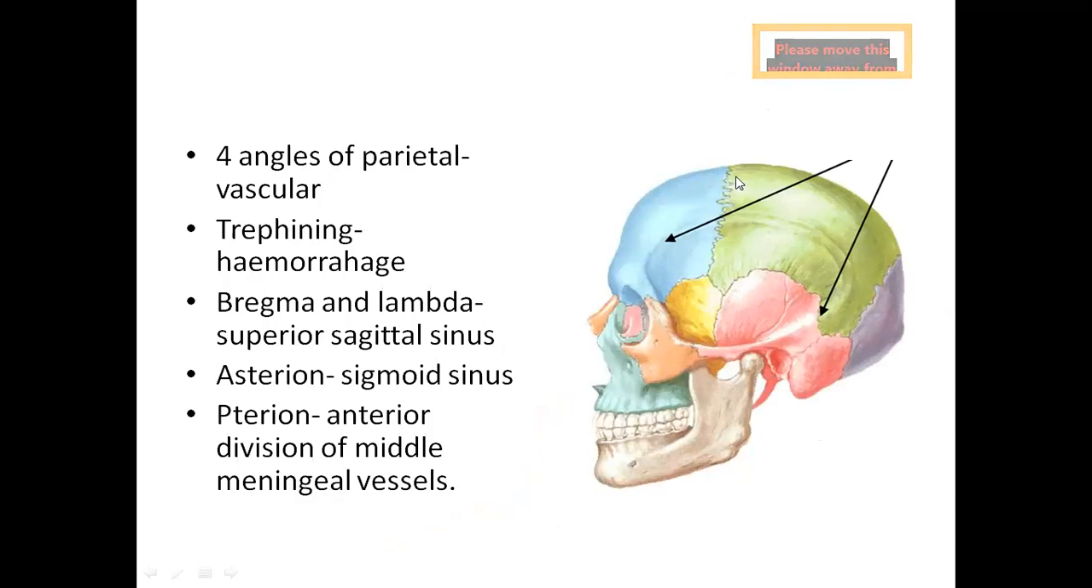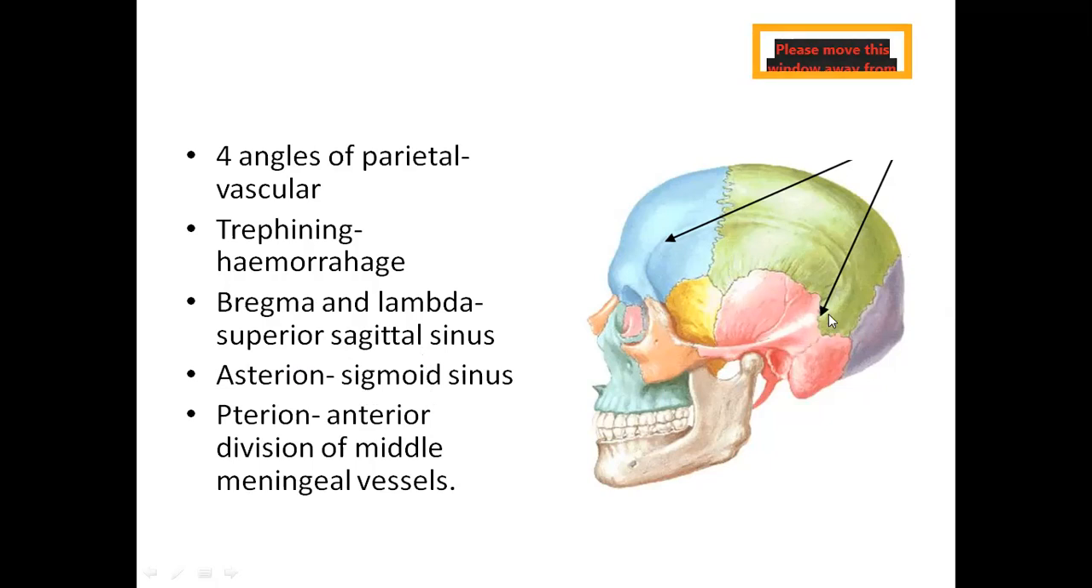So bregma, we know this point, and this is the lambda point. This is the superior sagittal sinus. Sorry, this is the asterion. Here it is the sigmoid sinus. These words are of course new for you, but don't worry. We have separate one-hour lectures to understand dural venous sinuses. For now, just try to understand the names.